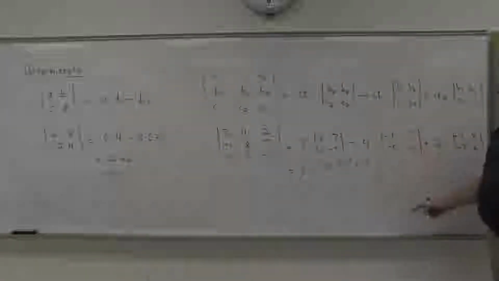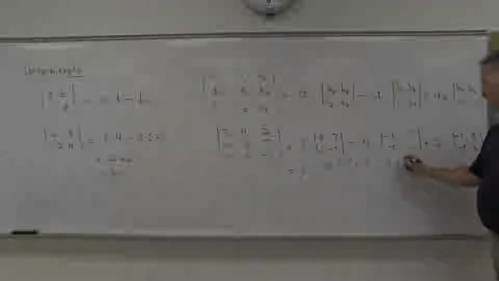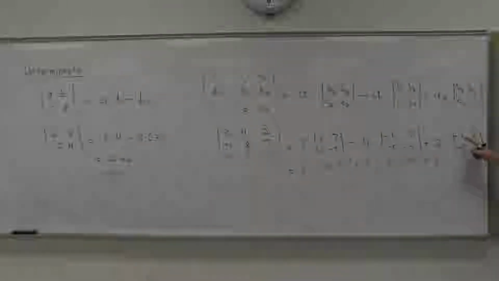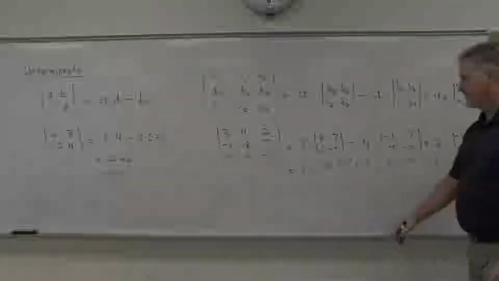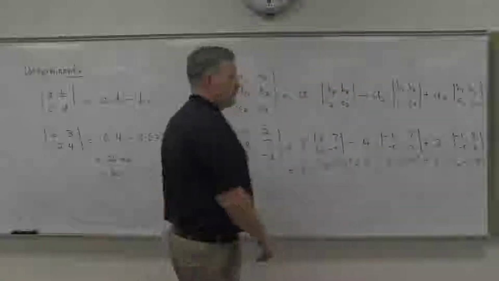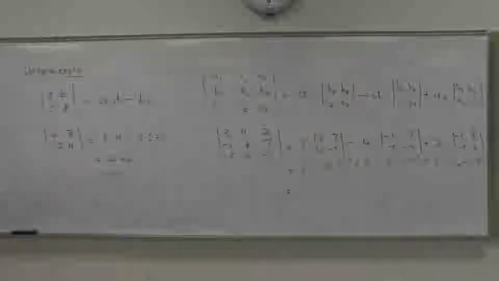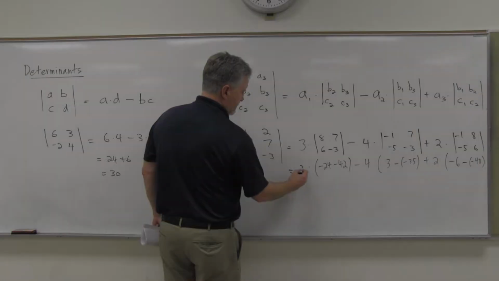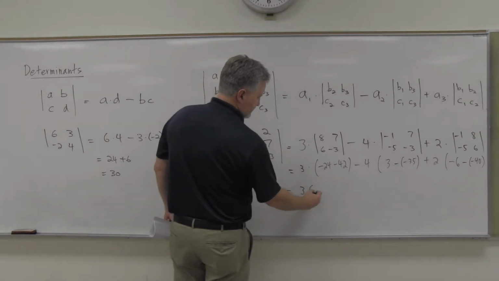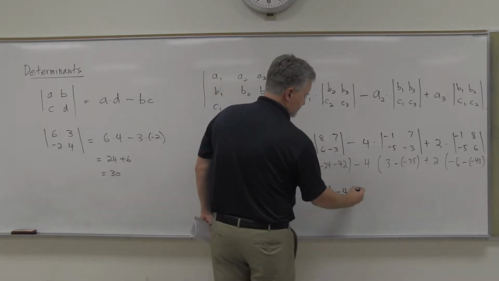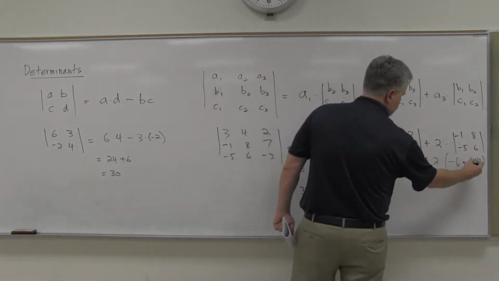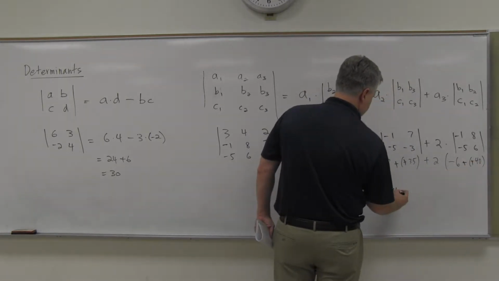All right, so what do we got? Negative 4 times what would be 3 minus negative 35. And then you've got 2 times negative 6 minus a negative 40. So in this case, it's just numbers. The way we're going to use this is a little bit different. So what is that? 3 times negative 66 minus 4 times positive 38, and then 2 times, what was that, 34? Check on those.